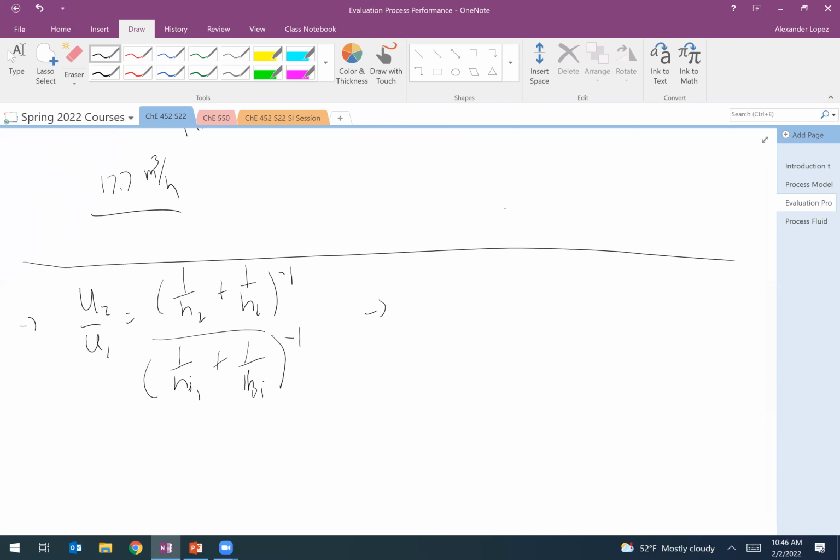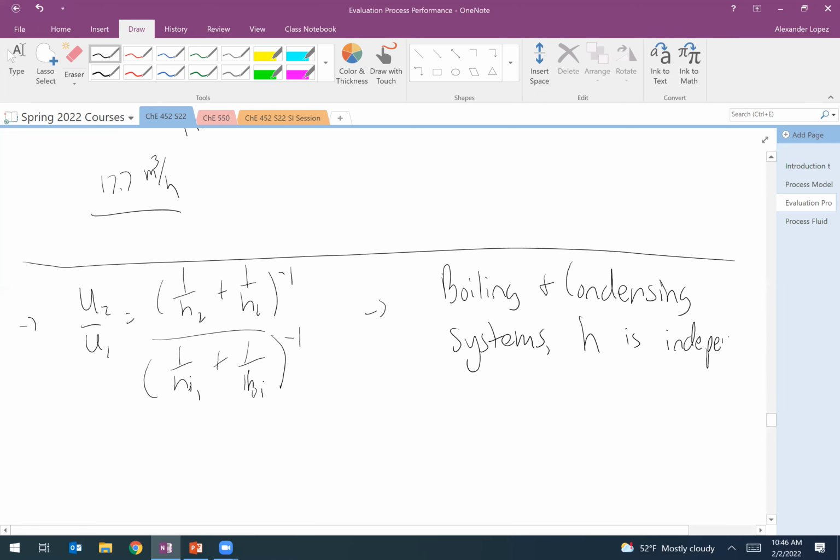And for that system, we haven't really talked about it in this class. We might have briefly talked about it in the previous classes. When you're looking at boiling and condensing systems, h is independent of flow rate. So for that particular part of the problem, there's no change in the overall heat transfer coefficient. So just keep this in mind.